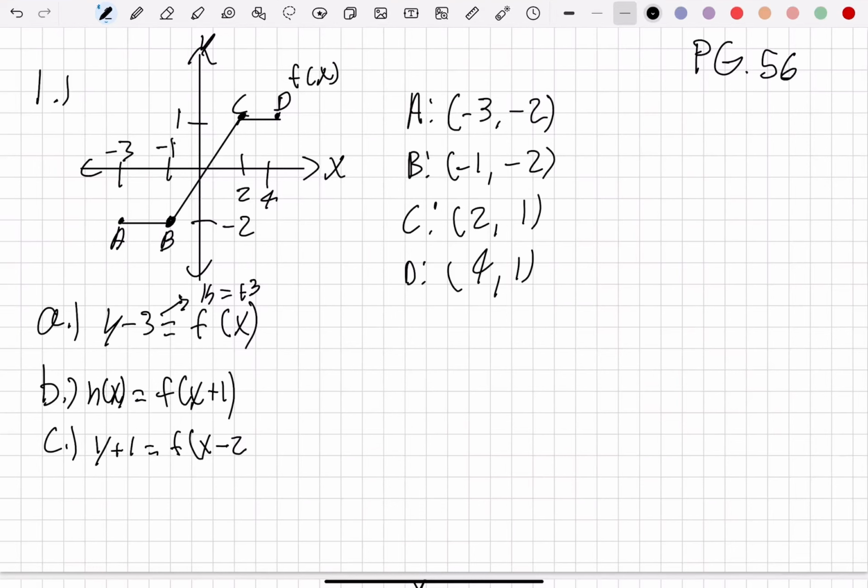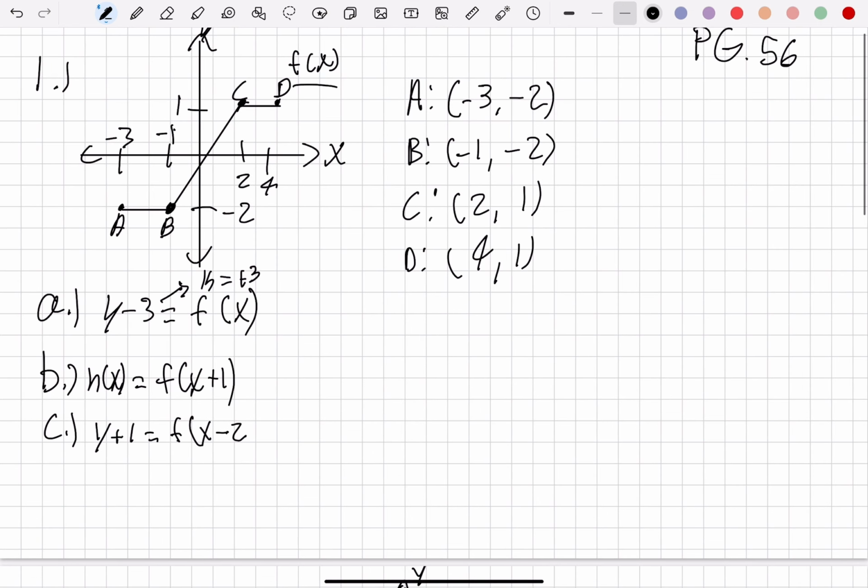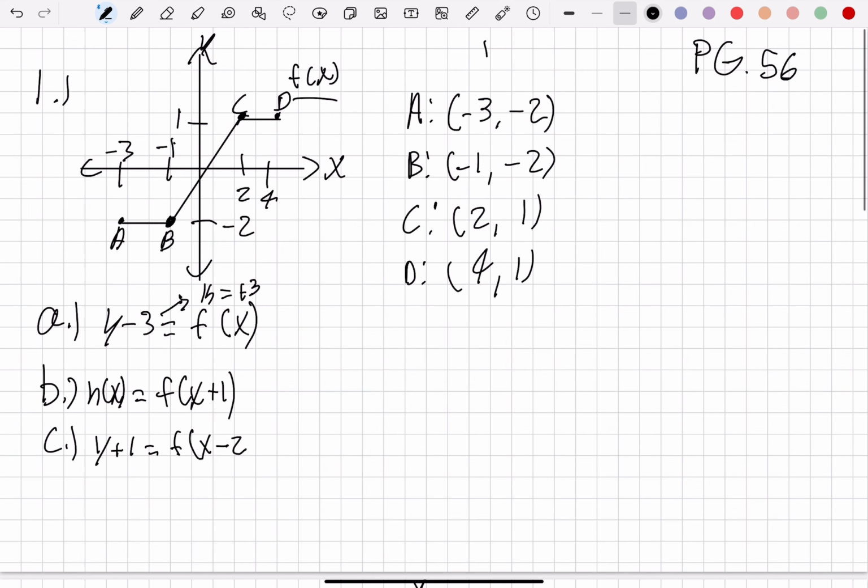Hey guys, today we're going to go over some horizontal and vertical translations here in the 30-1 textbook on page 56. So if we look at question 1, we're given an original graph f of x and we want to translate it with our other equations. So the first thing to do is to write out all of our points as coordinates. As that's given to us, we're going to write these all out.